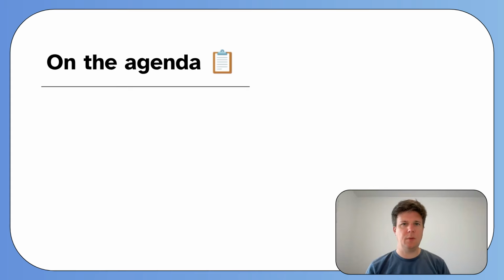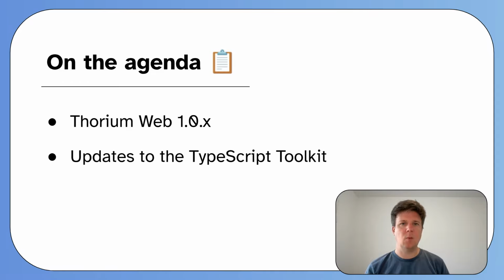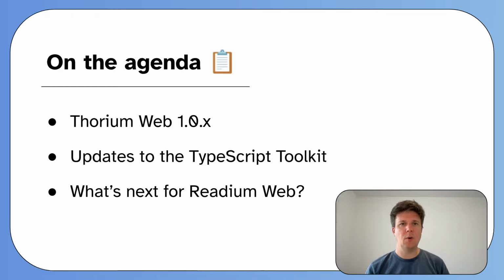This is our second edition of this format where we focus on toolkits and products for ebooks, audiobooks, and comics on the web. We'd like to talk about three different topics in this video: the release of Thorium Web 1.0, updates to the TypeScript Toolkit, and what's next for these projects, with a focus on three priorities for the rest of the year.